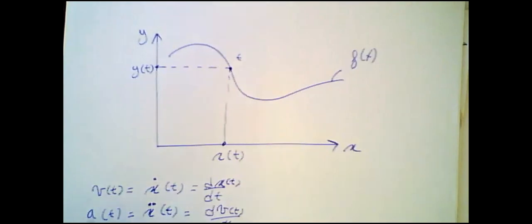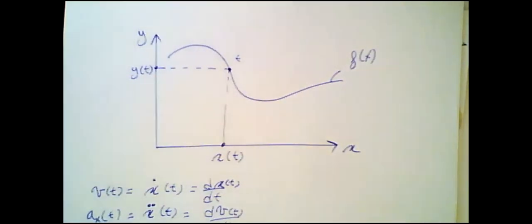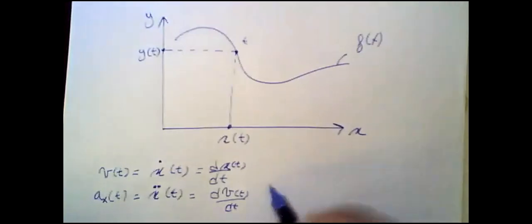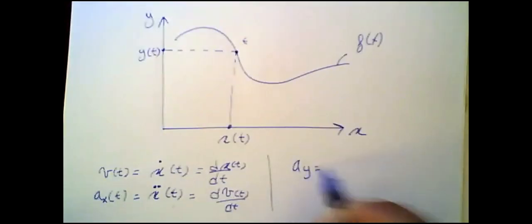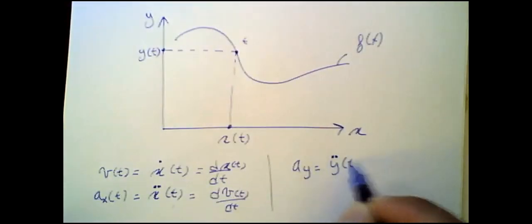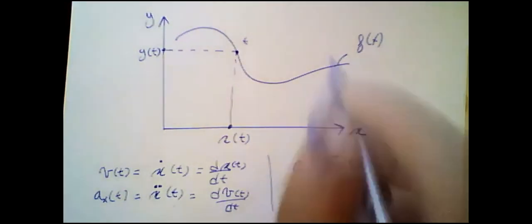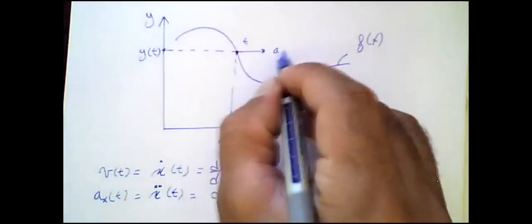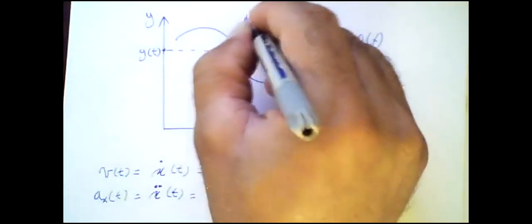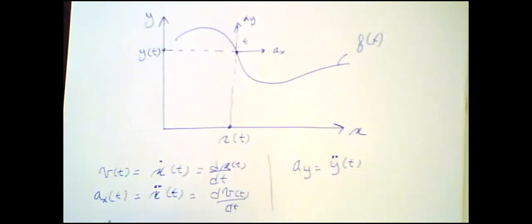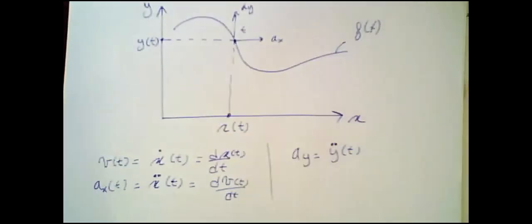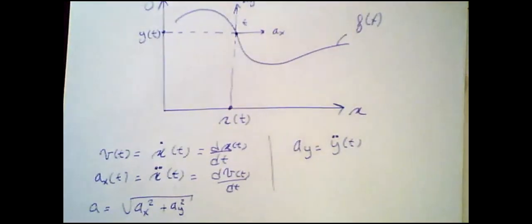I'm sorry, this is ax. So I can find the acceleration in the x direction, and then I can also find ay, which is going to be y double dot of t. So if I do those, we can find ax and ay, and then ultimately I can find the acceleration, which is going to be the square root of what? ax squared plus ay squared. You guys agree? So this is not AT, doctor? I'm sorry.